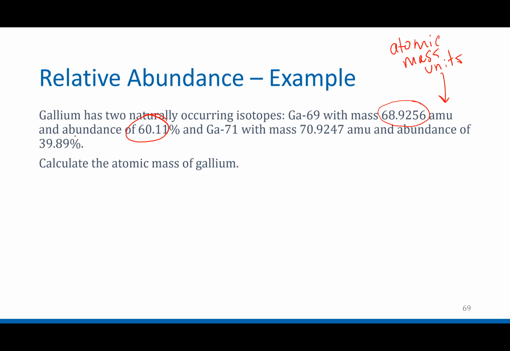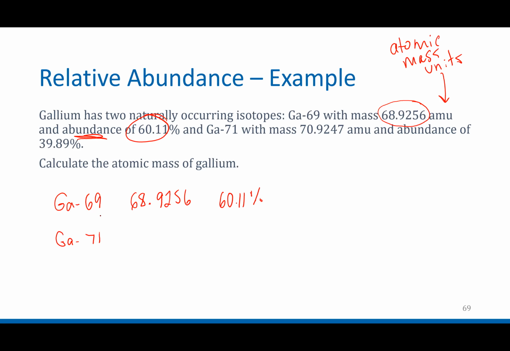This is your abundance. So this is information for gallium-69. And watch what I'm going to do here. I'm just going to make a note that it has 68.9256, and that it has a percent of 60.11. I'm going to do something with that number in a second. So if you guys are writing with pen, just maybe wait for a minute. If you're not writing, that's fine too, because you don't need to.